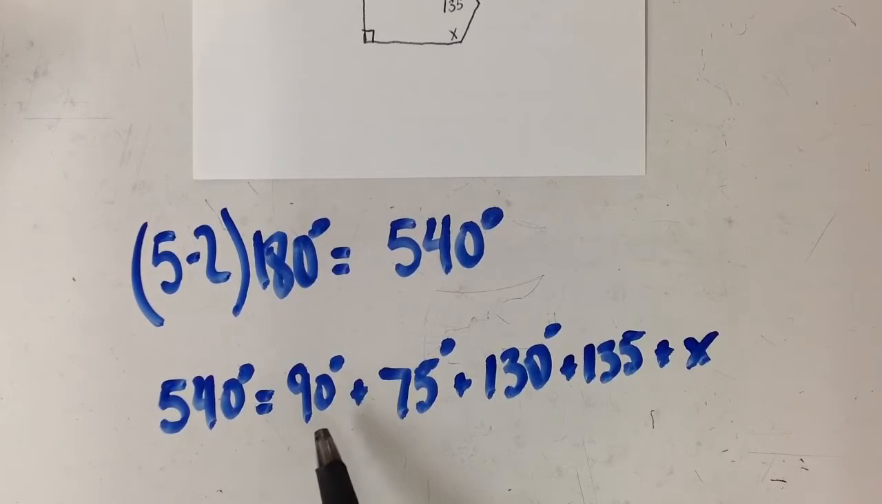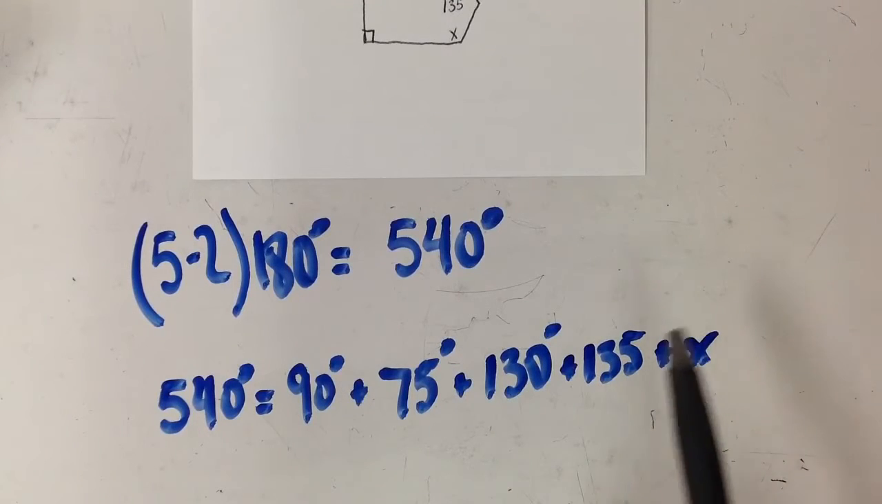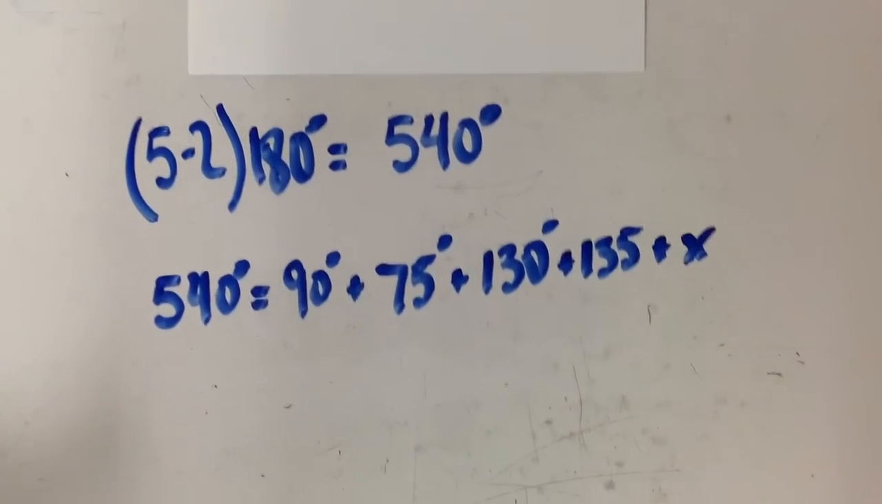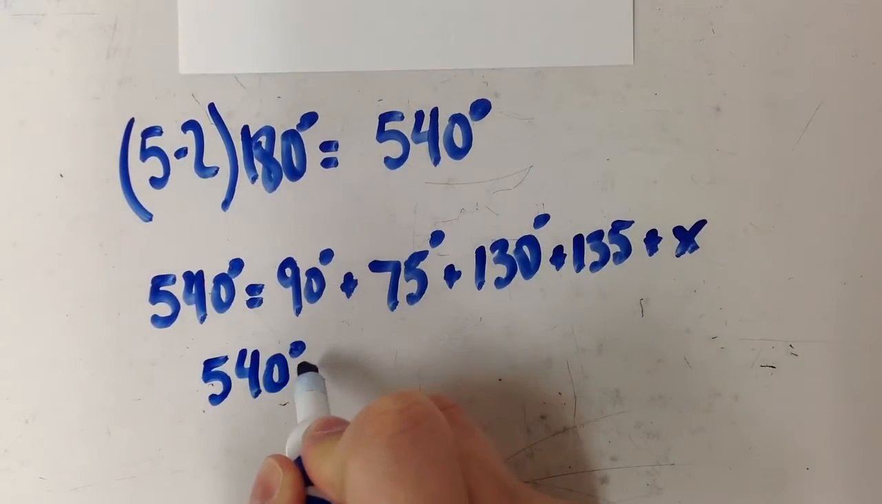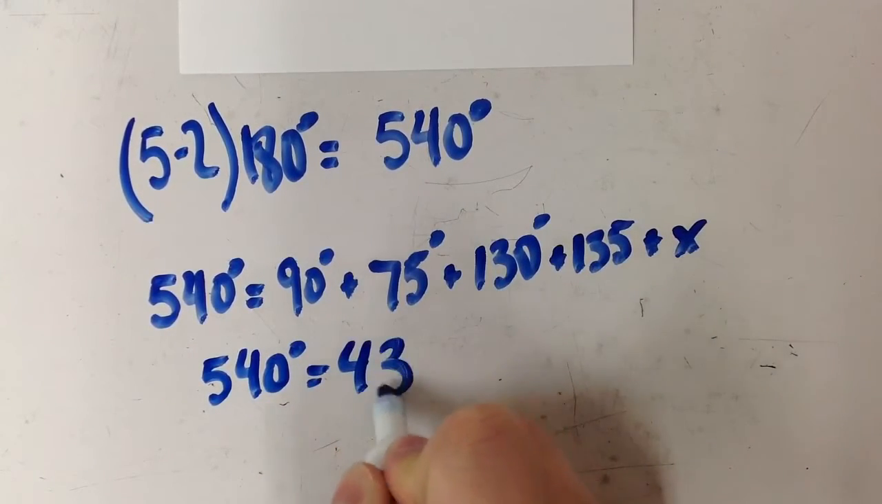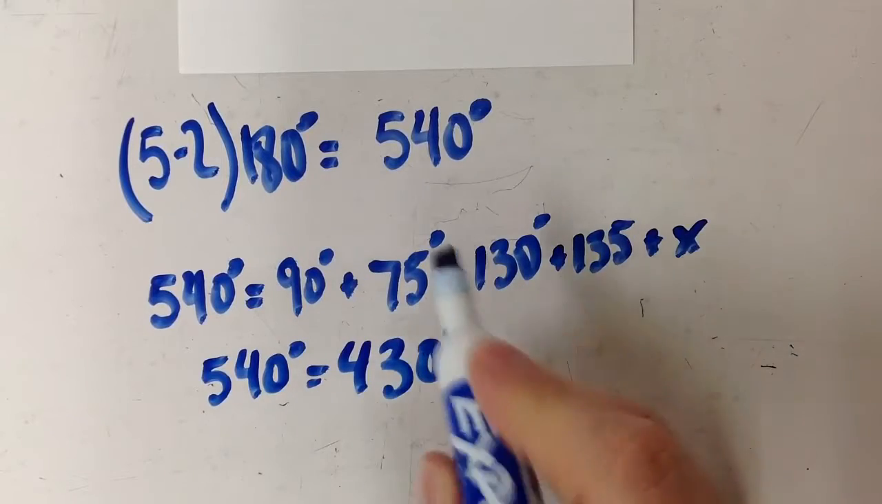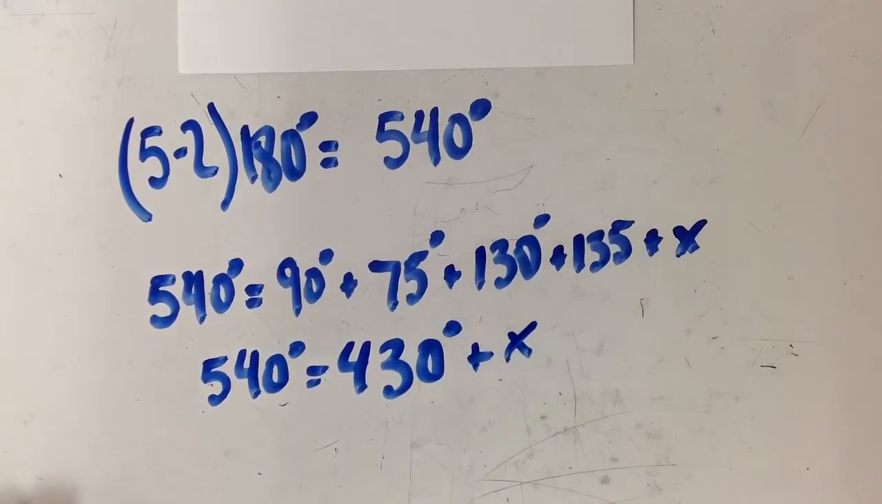540 equals 90 plus 75 plus 130 plus 135. And these are the angles that I know. And so I have a missing measure right here. When I simplify, or when I'm combining like terms, what I'll be left with is 540 degrees equals 430 degrees, which is all of these four added up, plus my x.